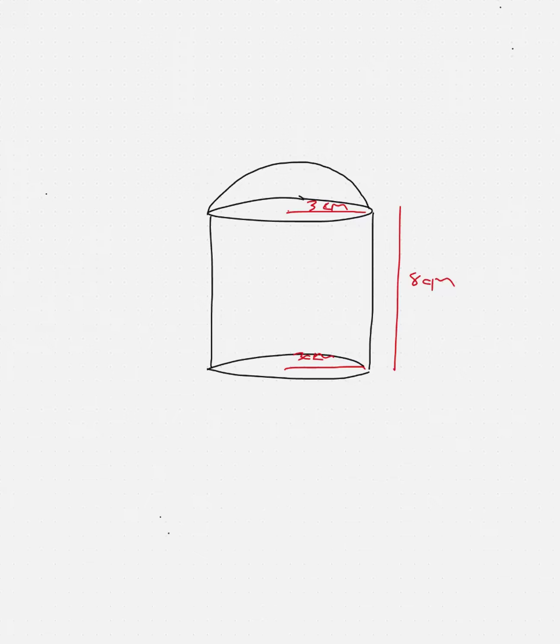Calculate the volume of the glass paperweight. That's the actual diagram that you're looking at here. And calculate the surface area of the paperweight, the total surface area.